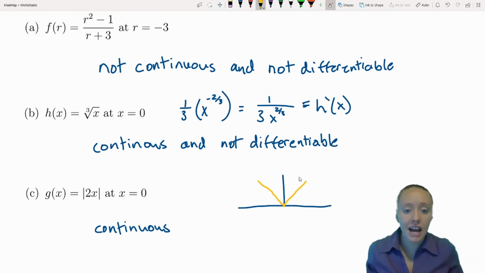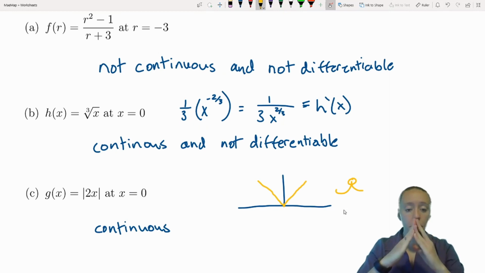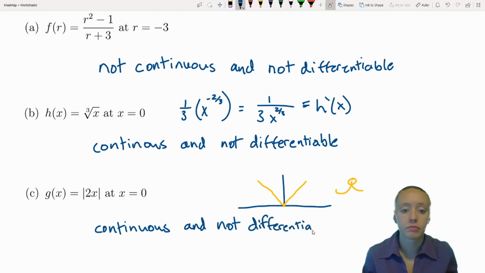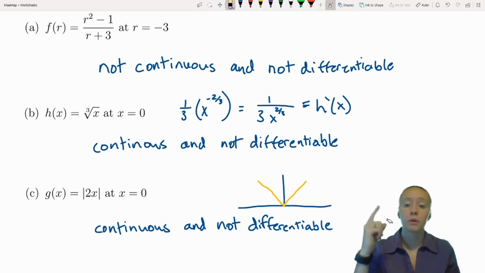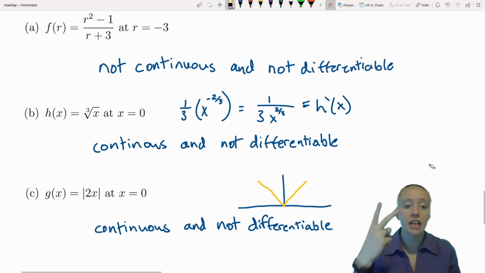Well, it's neither. When we have a corner, or something that looks like a cusp, a sharp point, we are not differentiable. So we're continuous at 0, but we're not differentiable. And there we have it. Those are the three main cases where we're not differentiable. One, we're not continuous. Another, we have a vertical tangent line. And then, when we're at a corner or a cusp, we are unable to take the derivative.